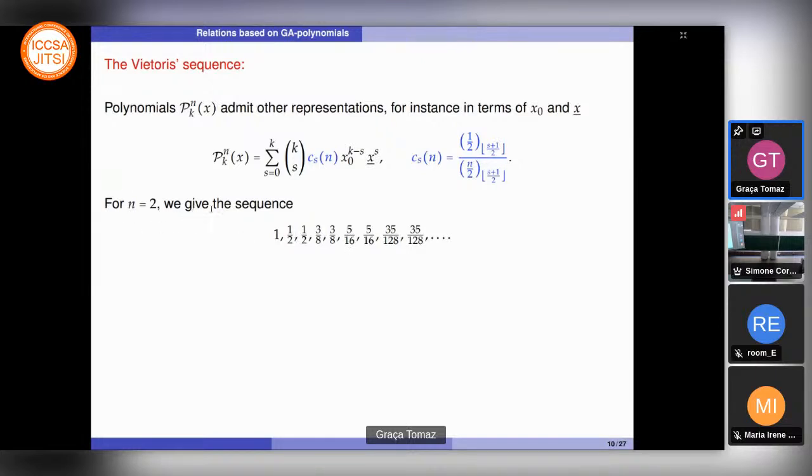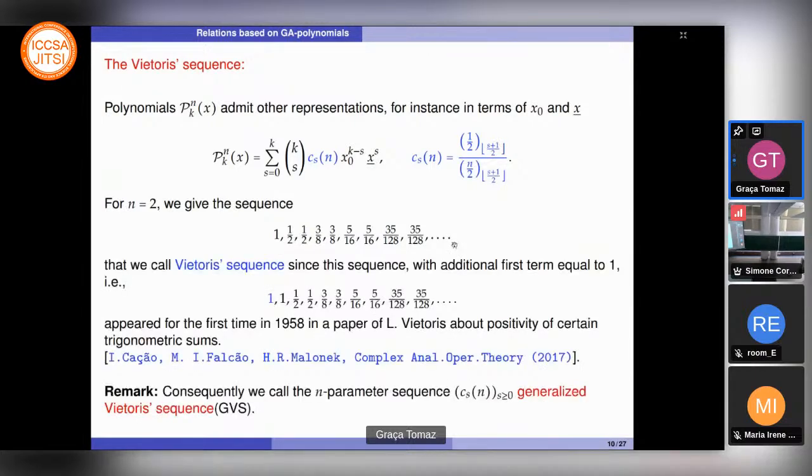For n equal to, we give, in fact, this sequence, which with the additional first term when this sequence coincides with the one that appeared in a paper of Vietoris about positivity of certain trigonometric sums. We call this n-parameter sequence a generalized Vietoris sequence.